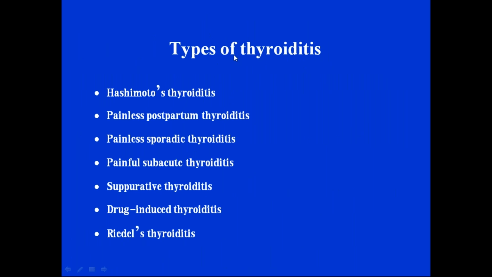So what are the types of thyroiditis? Hashimoto's, painless postpartum, painless sporadic, painful subacute, suppurative, and drug-induced. So these are some of the thyroiditis conditions. Initially, they might show some hyperthyroid features, but ultimately all will become hypothyroid. Okay.